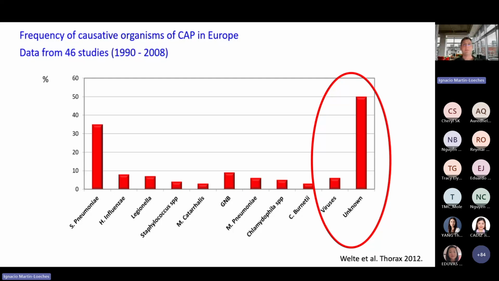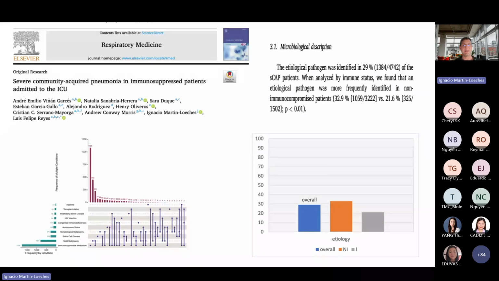However, this other paper was published only a couple of years ago, and what we can see in this paper, which was done with different colleagues in different parts of the world, is that the etiology was only found in 30% of the patients. So in this study, we wanted to analyze not only immunocompetent patients, but also immunocompromised. And you can see that the detection, even in immunocompetent patients, is even lower.